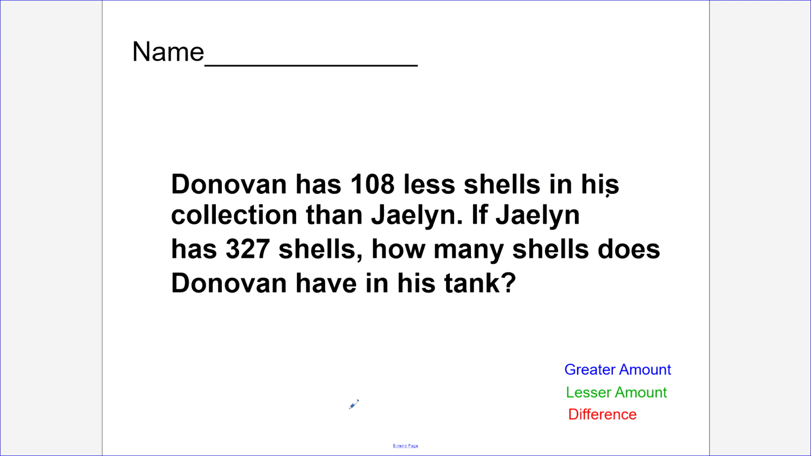Here's the problem. Donovan has 108 less shells in his collection than Jalen. If Jalen has 327 shells, how many shells does Donovan have in his tank? I can clearly see that one piece of information is that Donovan has less shells in his collection.